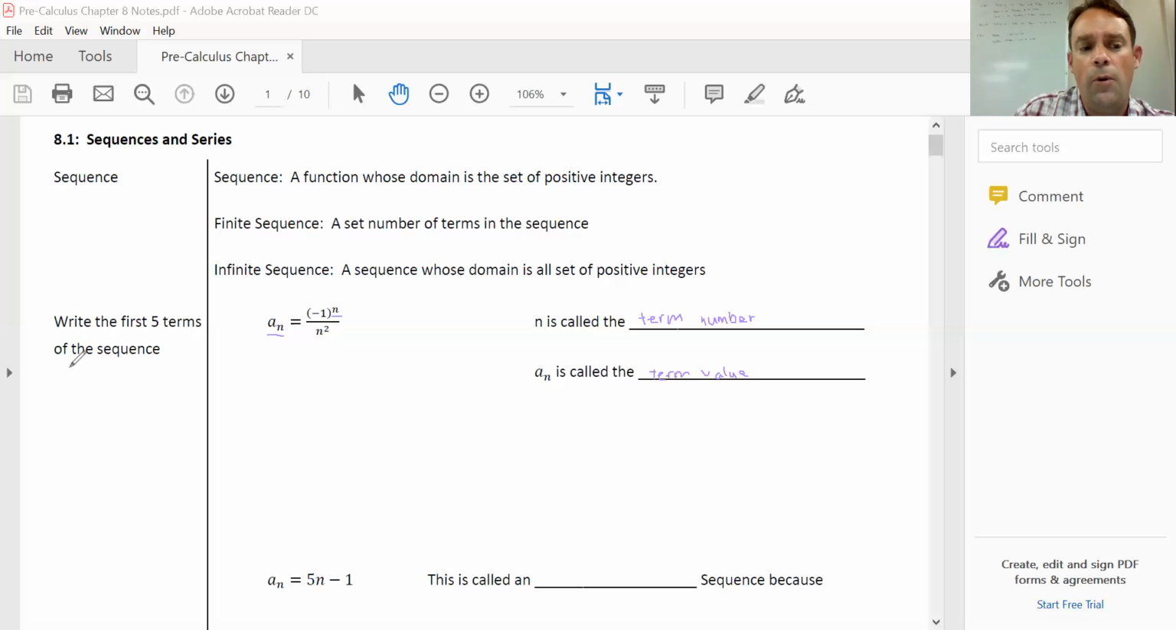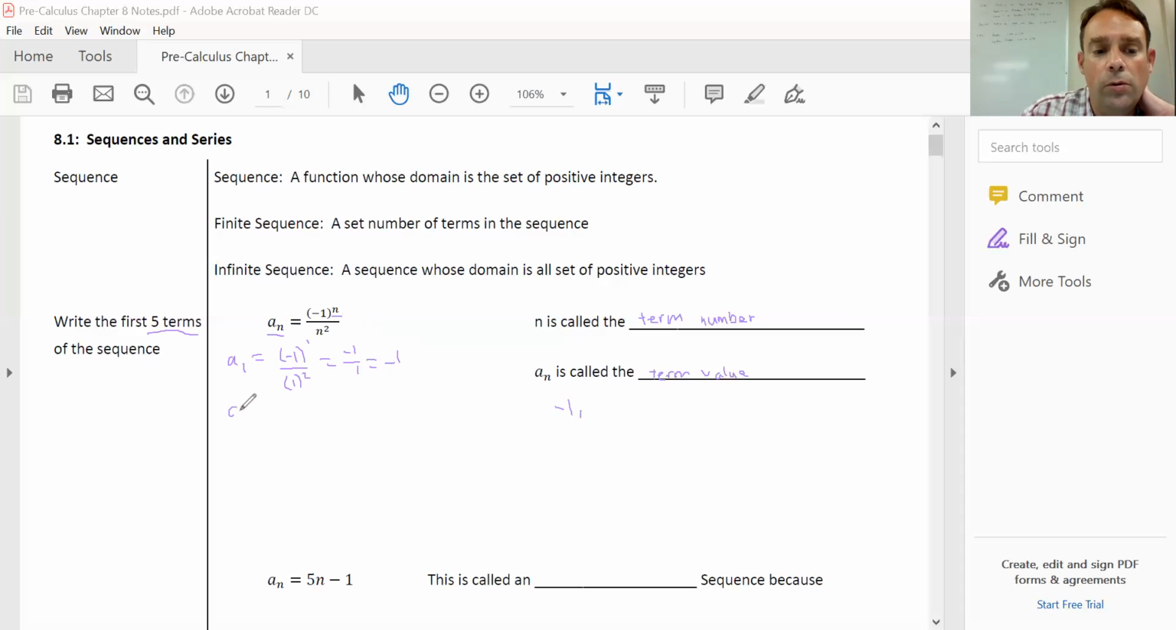So what we're asked to do here is write the first 5 terms of this particular sequence. In other words, a sub 1 is read as the first term value in my sequence. So I want to know what the first term is. If I write it out here, all we're doing is evaluating our term rule for this particular sequence. So -1/1, that is -1. So our first term in our sequence would be -1.